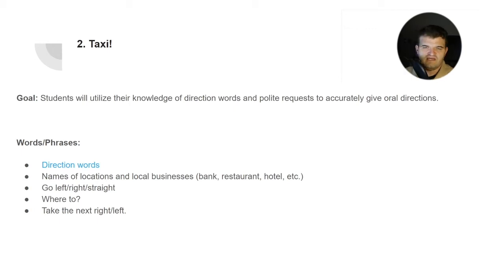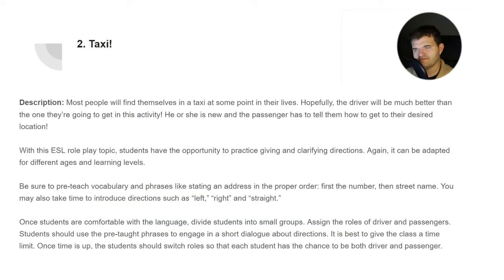This is kitty corner across, diagonal. So the words and phrases, yes, direction words, names of locations, places. So your bank, your restaurant, your movie theater, your park, your school, your shopping mall. You have the interrogative, where to, where do you want to go. Those are all perfectly good ways.